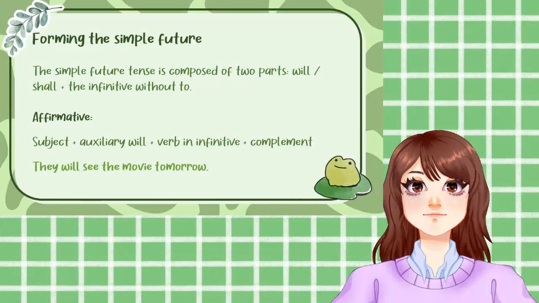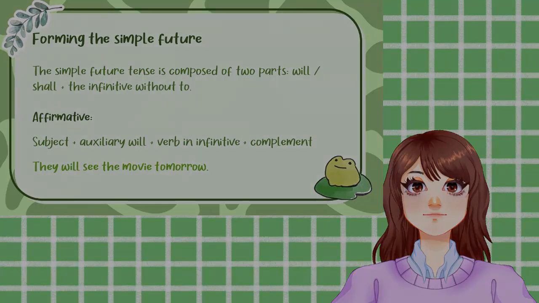Forming the simple future. The simple future tense is composed of 2 parts: will, shall, plus the infinitive without to. The affirmative form is subject plus auxiliary will plus verb in infinitive plus complement. For example, they will see the movie tomorrow.